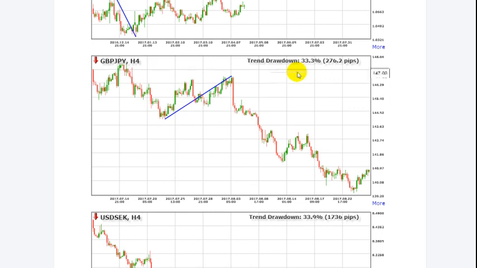Pound yen, again, 276 pips, trading the 4-hour chart is acceptable. Our downtrend is not invalidated. So traders will be looking to go short, okay? That's just how this works. And it's an objective measure.